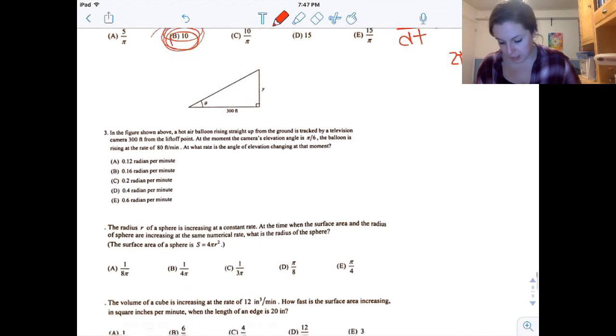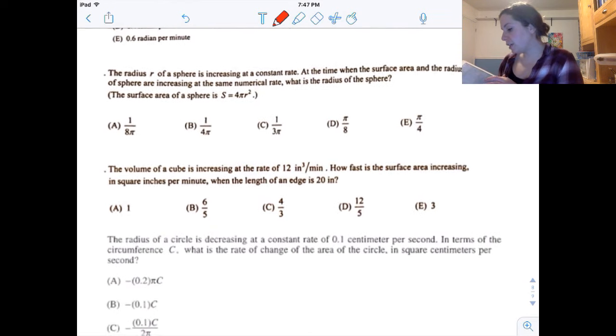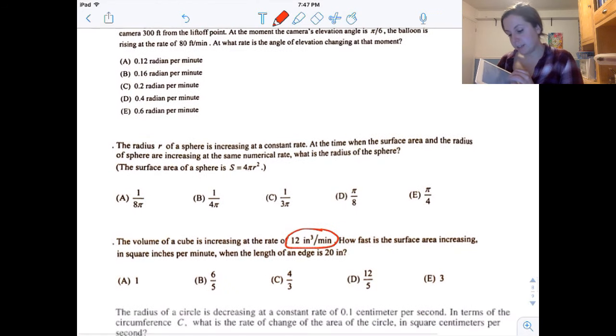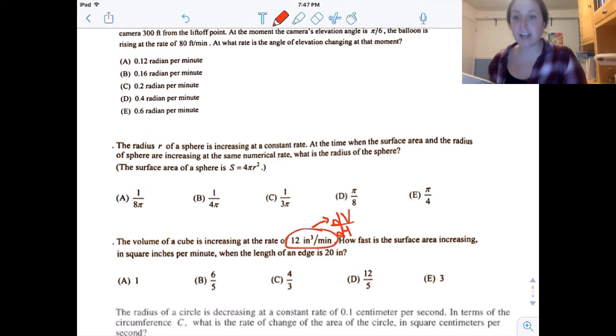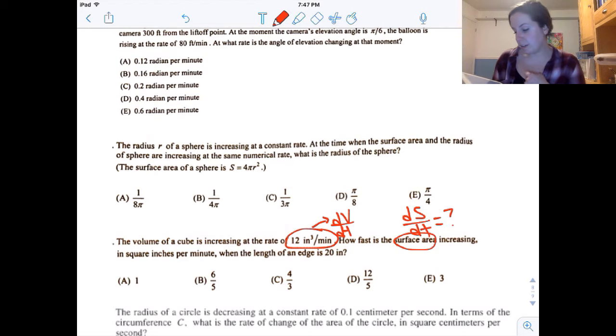All right, so let's look at this cube one. So the volume of a cube is increasing at a rate of 12 inches cubed per minute. So this is dV/dt, and it's positive. And I know that that's volume because A, it says volume, and B, it's in inches cubed. How fast is the surface area, I'm going to call that dS/dt, increasing when the length of the edge is 20.